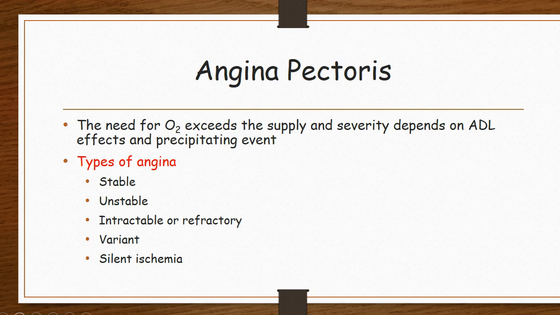Variant angina is basically spasms, and calcium channel blockers treat variant ischemia. And then silent ischemia is basically people that have all the markers of acute myocardial infarction, but they don't have any of the symptoms. So probably your elderly population.